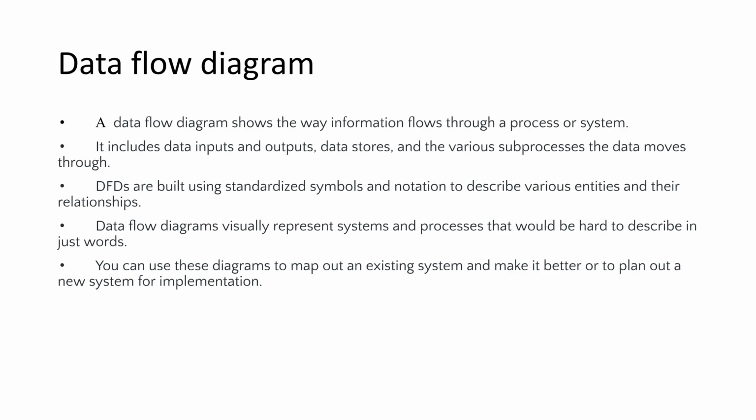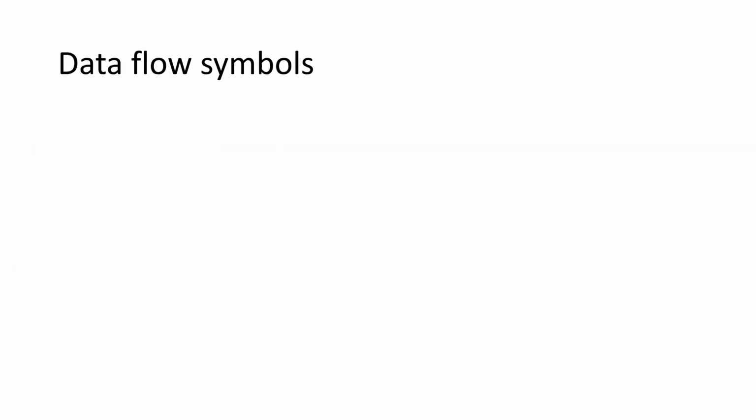A data flow diagram, or DFD, visually represents how information moves through a system. It details inputs, outputs, data stores, and sub-processes, providing a clear map for either analyzing current systems or planning new ones. DFDs utilize specific standardized symbols. Arrows represent the direction of data flow, circles indicate processes, parallel lines represent files or data stores, and rectangular boxes denote data sources or sinks.